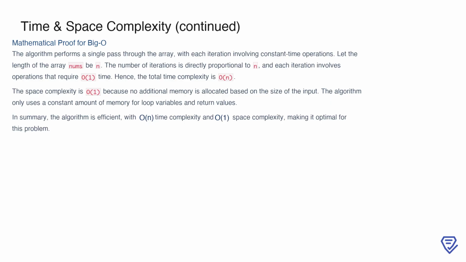As a result, the total time complexity is O(n). On the other hand, the space complexity remains O(1), because the algorithm does not allocate additional memory based on the input size. It only uses a constant amount of memory for the loop variables and the return value. This combination of linear time complexity and constant space complexity demonstrates that the algorithm is both time efficient and space efficient, making it an optimal solution for this problem.